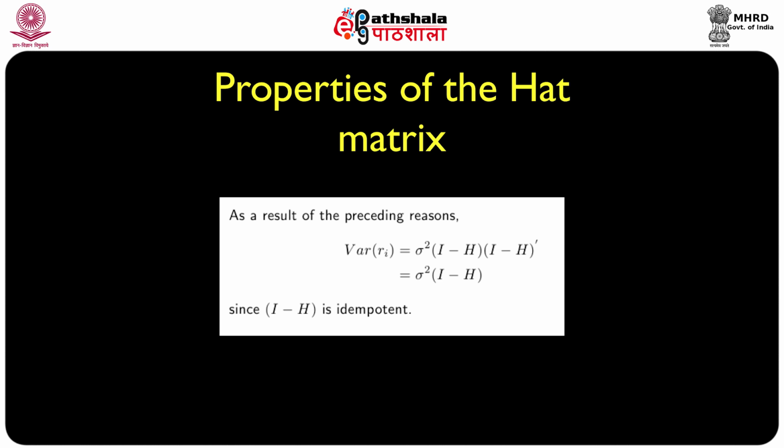Since we know that I minus H is symmetric, (I minus H) prime can be written as I minus H. And we also know that I minus H is idempotent, so (I minus H) times (I minus H) equals I minus H. The result is that the variance of residual Ri equals sigma square times (I minus H).